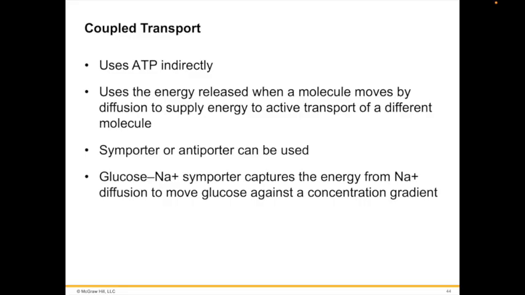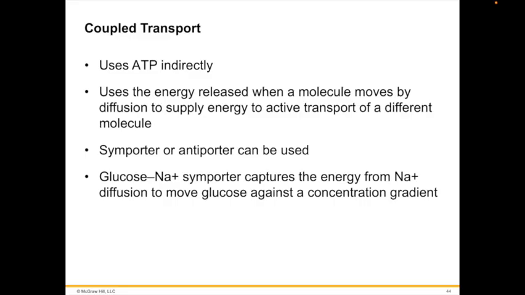In this system, both glucose and sodium bind to the transport protein, which allows sodium to pass into the cell down its concentration gradient, capturing the energy and using it to move glucose into the cell. In this kind of co-transport, both molecules are moving in the same direction across the membrane. Therefore, the transporter is a symporter.